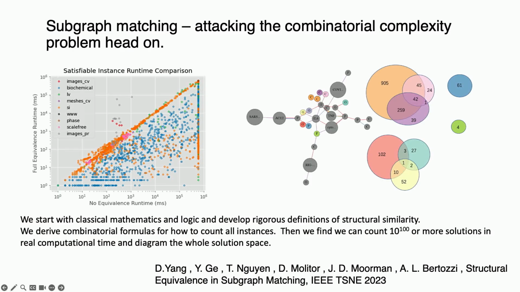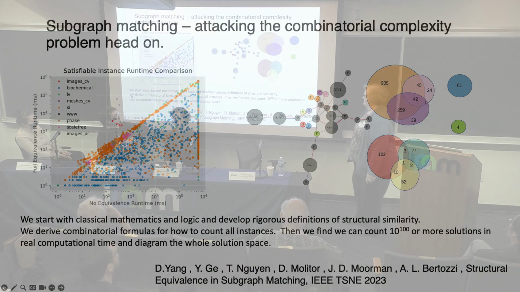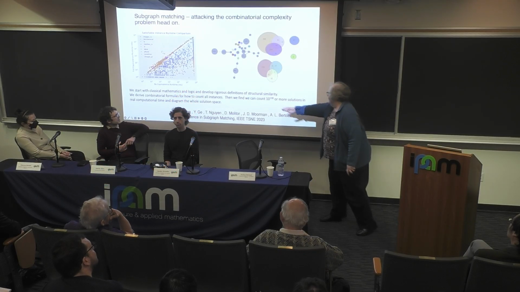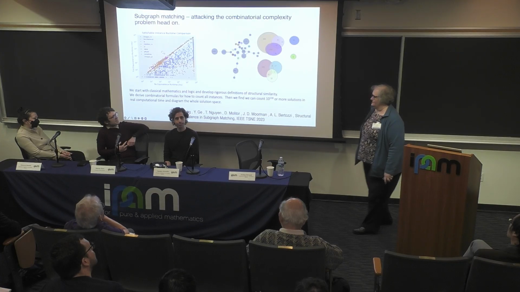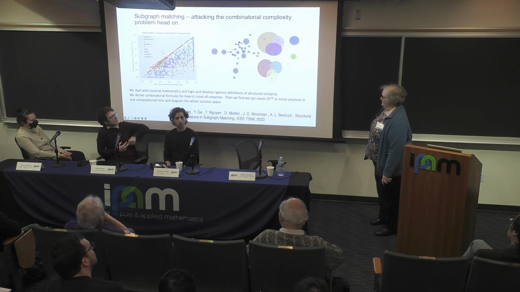published in IEEE Transactions on Network Science and Engineering. And so it turns out that you can actually make very rigorous definitions of structural similarity and subgraph matching. You can prove theorems about it. You can derive combinatorial formulas for how to count all the instances that result from making these swaps. And that allows you to be able to count, for example, we have an example with over 10 to the 100 solutions in real computational time just by taking advantage of the structural equivalence.